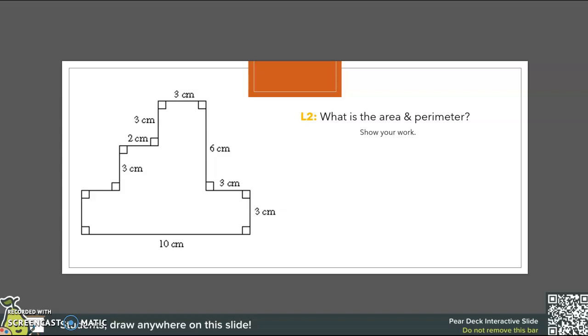First, draw a diagram of this shape including the side lengths. How would you describe the shape? This is a concave decagon because it has 10 sides.